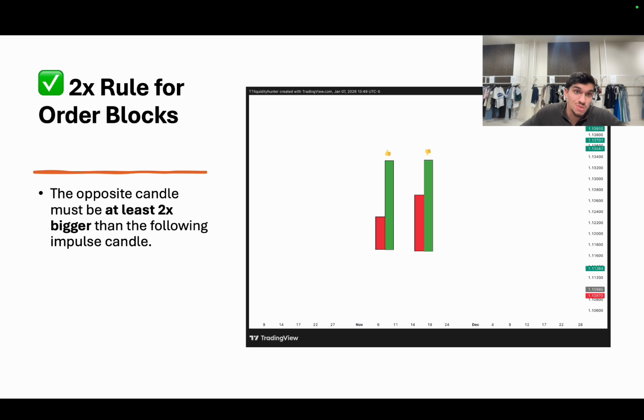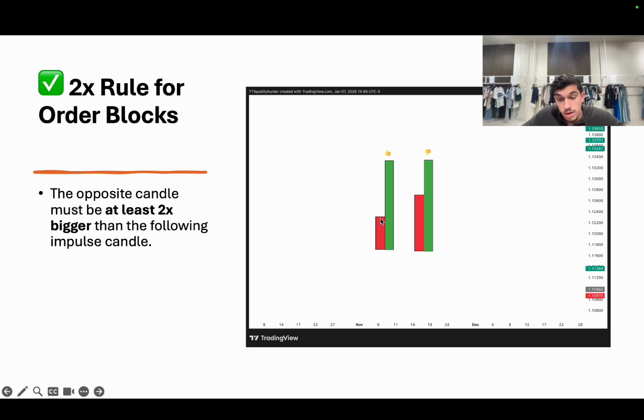The 2 times rule for an order block: the opposite candle must be at least 2 times smaller than the following impulsive candle. That's wrong, what stands here. It was supposed to say 2 times smaller, because the opposite closing candle before the impulsive move has to be 2 times smaller. This one is 2 times smaller, this one not, this is not valid, this one is valid.